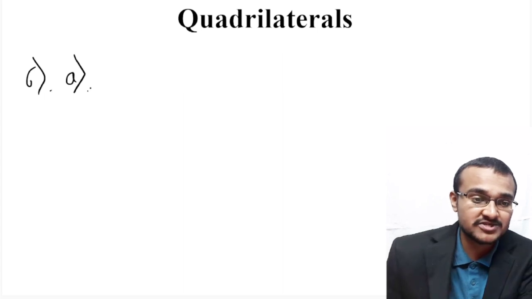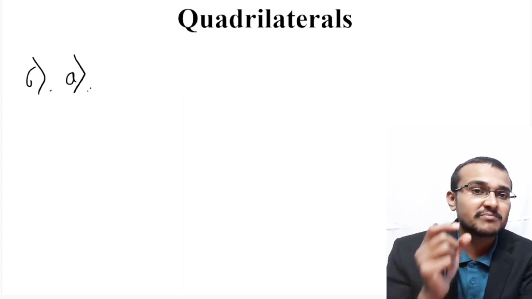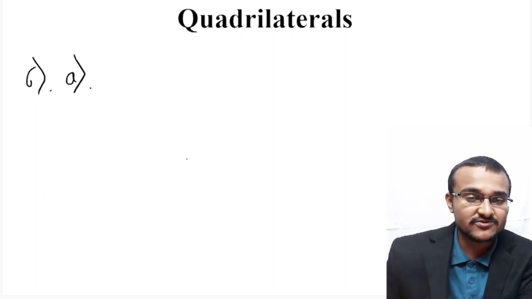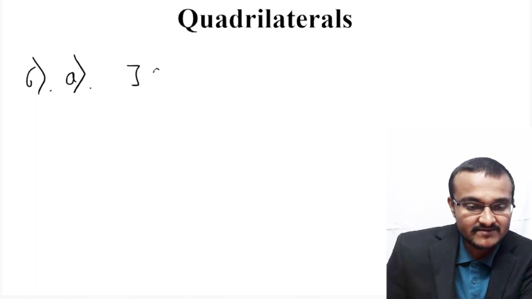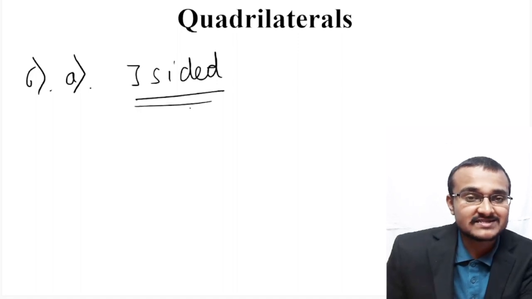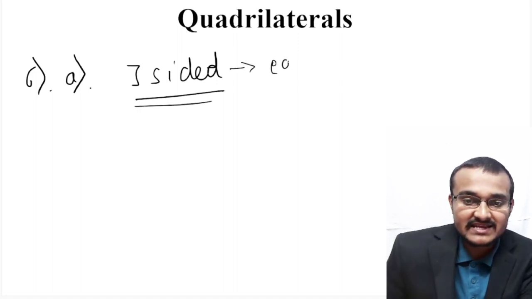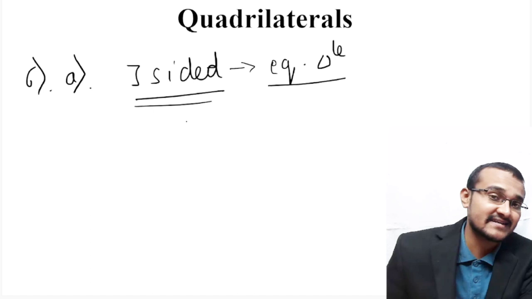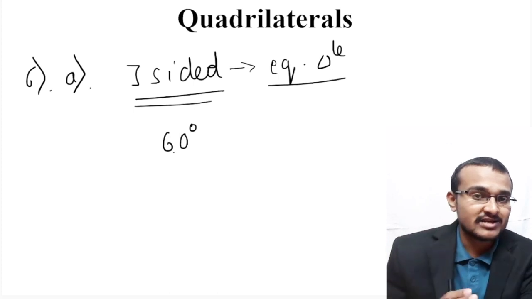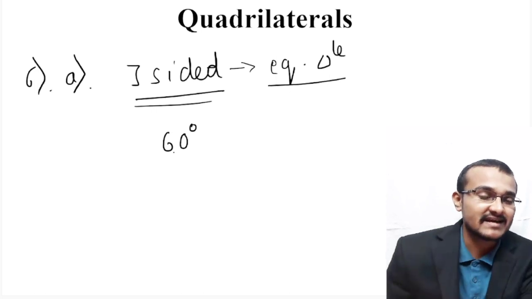Coming to the A question in the sixth question, they have asked what is the minimum interior angle of any regular polygon. You should take the minimum regular polygon, which is the equilateral triangle. Because a three-sided polygon is the minimum polygon, and if its three sides are equal and it is regular, then it is an equilateral triangle. The interior angle of this equilateral triangle is 60 degree. Hence, the minimum regular polygon is the equilateral triangle, and the minimum interior angle is 60 degree.